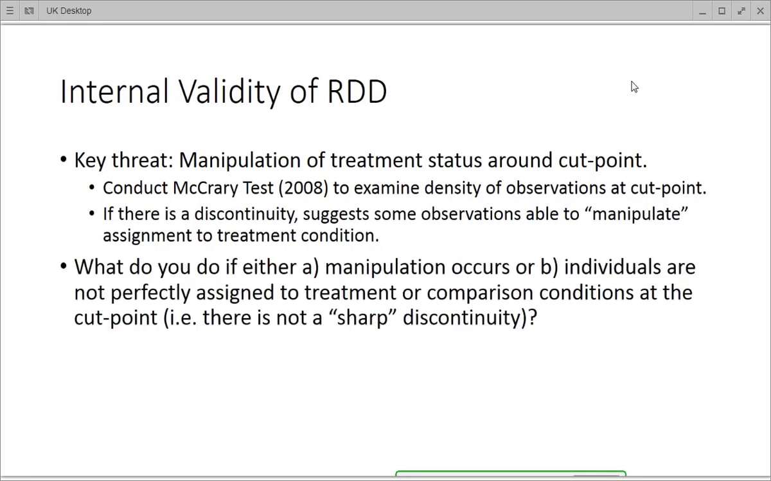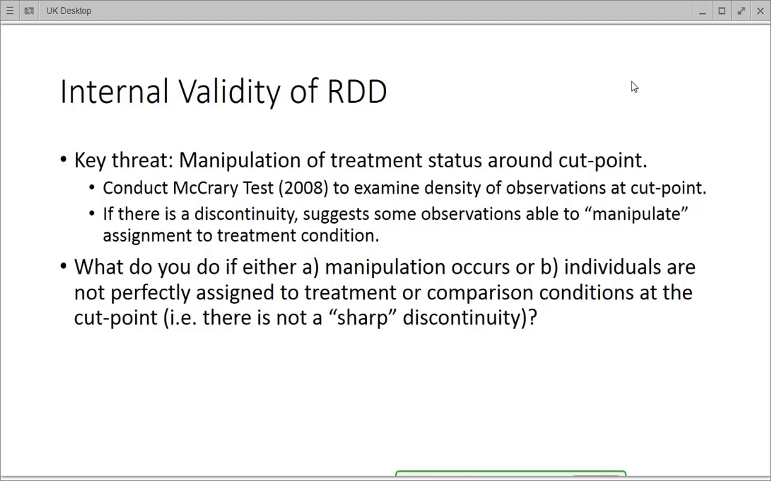So you may have the question, well, in practice, things don't go perfectly. People cheat. We know that that happens. So what happens if manipulation occurs, or if individuals are not perfectly assigned to a treatment or comparison condition at the cut point? What do we do in this case? An example of the latter, individuals not being perfectly assigned, I think the summer school case is a great example.